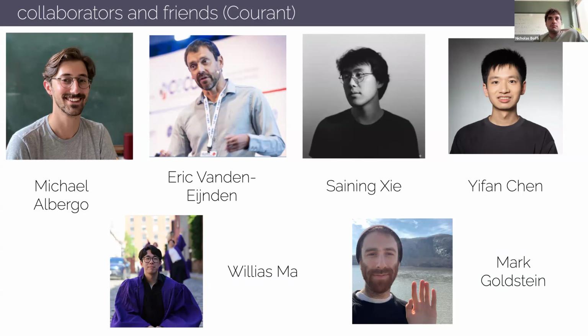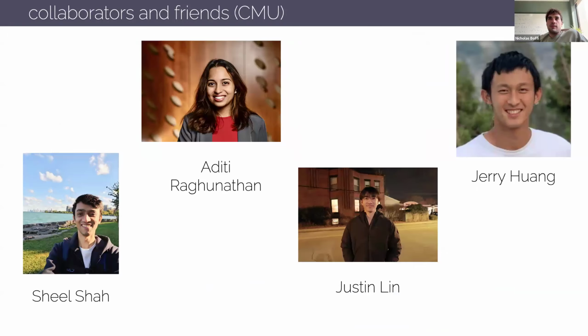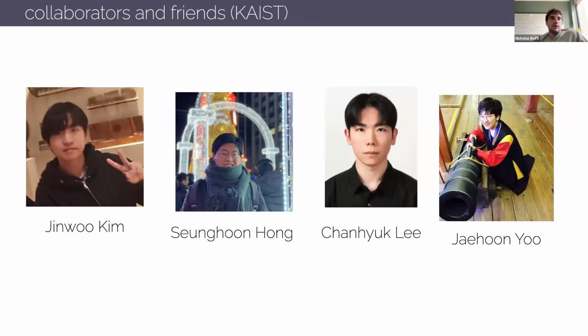So this is a long line of work going back to when I was at NYU, working with Michael Albergo and Eric van den Eijnden. We had many collaborators, including Seining, Yifan, Willis, and Mark. More recently, I've been working with a bunch of my friends and collaborators at CMU, including Sheil, Aditi, Justin, Jerry, Sanjit, Rishal, Manan, and Kartik. And this project was done in collaboration with some really amazing people from KAIST: Jinwoo, Seung-hoon, Chen-yuk, and Jae-hoon.